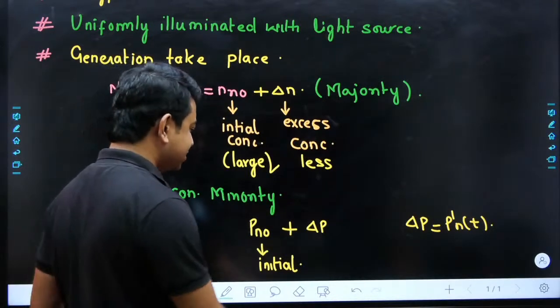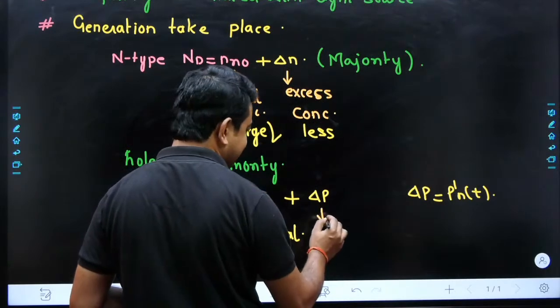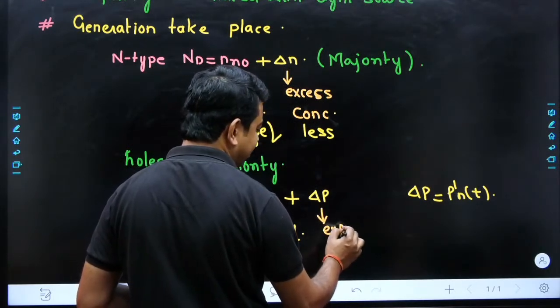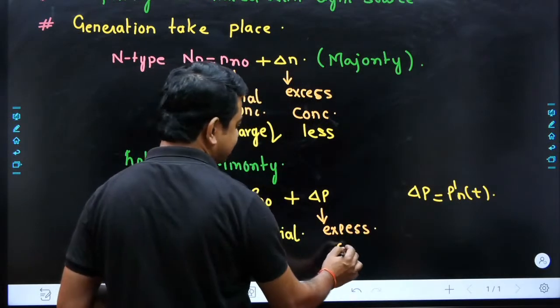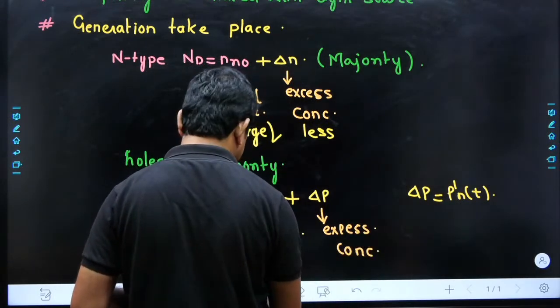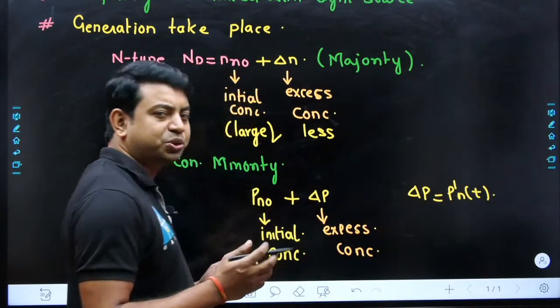Okay. So, now this is delta p, and delta p is what? So, delta p is nothing but the excess concentration when we illuminate the semiconductor with light. This is nothing but the excess concentration. This is what? This is initial concentration. So, in that way you can make your own story.